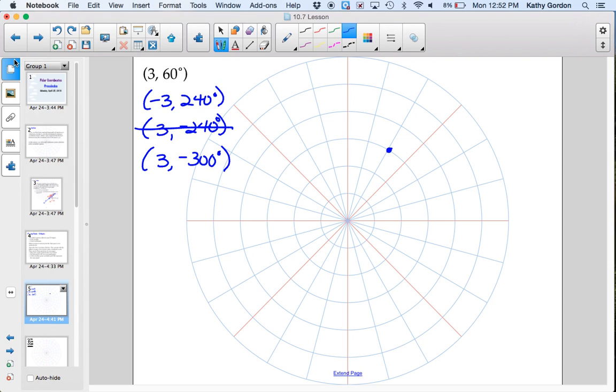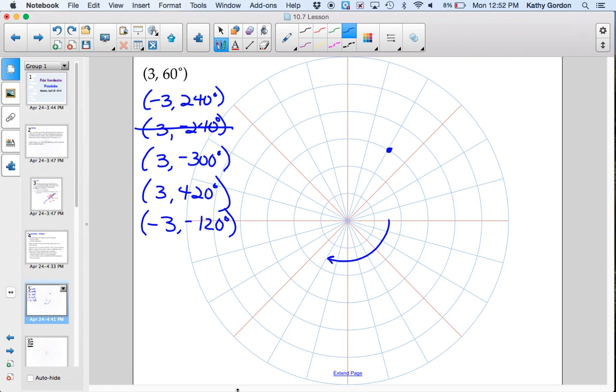(-3, 420). Say again? (3, 420). Does that work? There's a lot of possibilities. Or infinite possibilities. (3, negative... ) Negative 3, negative 120. Yep. So negative 120 would put us right there, but then go negative 3, so we have to go that direction.